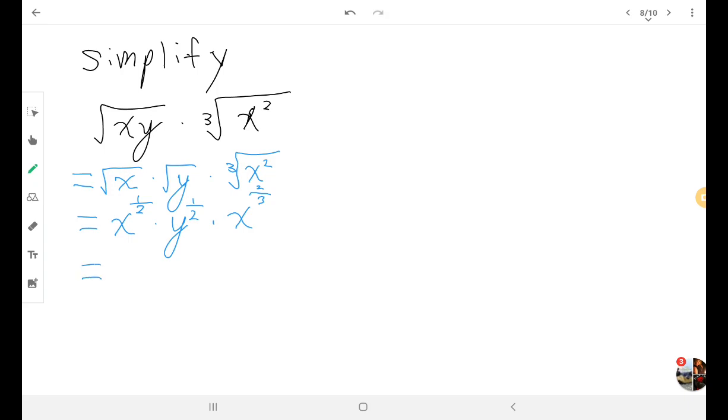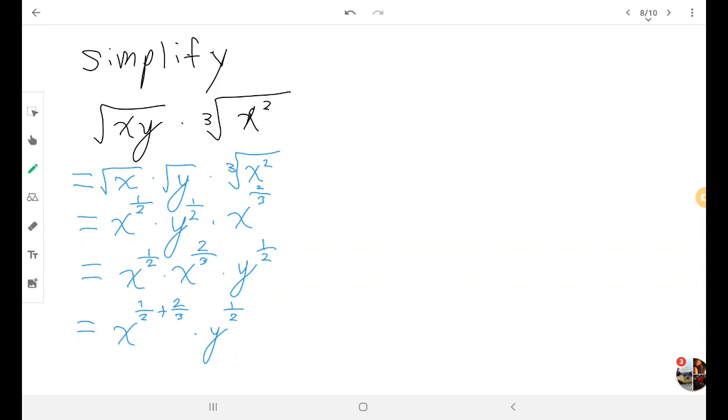So then I'm going to take my x's and I'm going to put them next to each other. So x to the 1/2 times x to the 2/3 times y to the 1/2 power. Now the y, there's no other y's to deal with, so I can't really do much with that. But this one, I've got the same base, which means I can add exponents. So this is like x to the 1/2 plus 2/3 power times y to the 1/2.